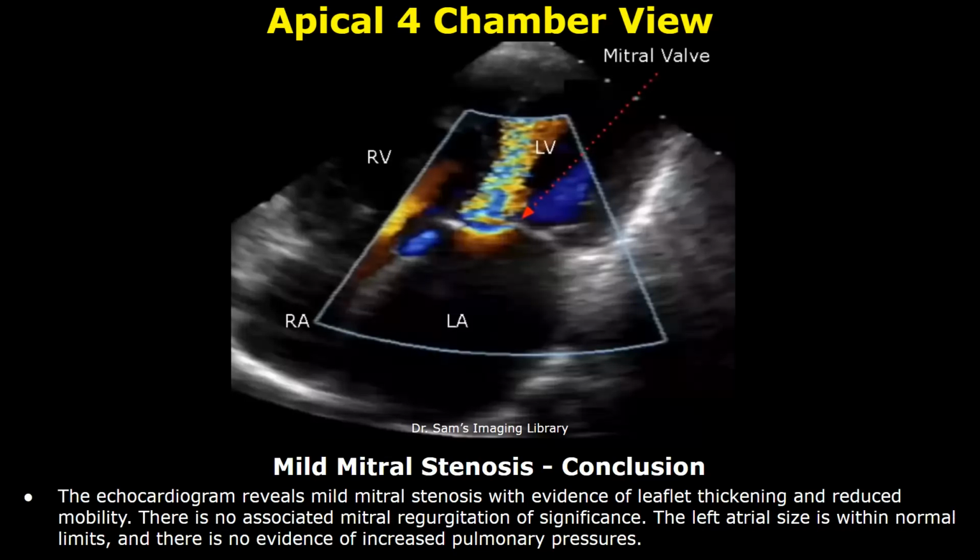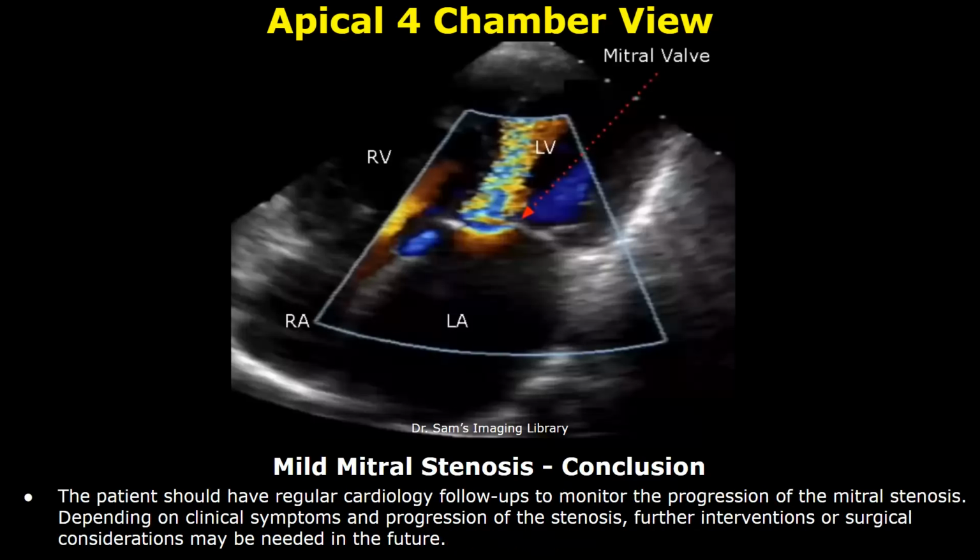The left atrial size is within normal limits, and there is no evidence of increased pulmonary pressures. The patient should have regular cardiology follow-ups to monitor the progression of the mitral stenosis. Depending on clinical symptoms and progression of the stenosis, further interventions or surgical considerations may be needed in the future.